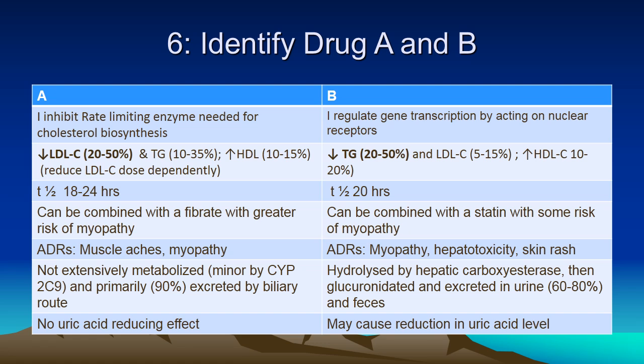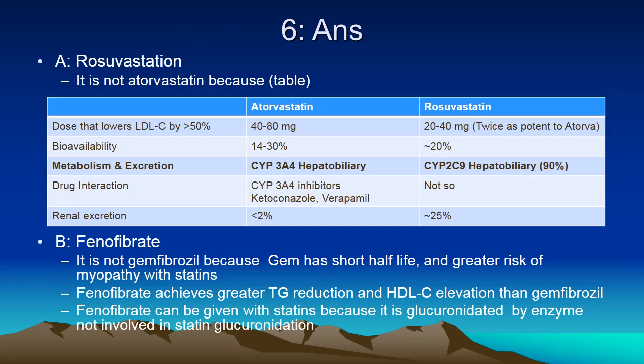Drug A is extensively metabolized and excreted through biliary route, whereas drug B is hydrolyzed by esterase enzyme and then glucuronidated and excreted. Drug A may have no uricosuric action. Drug B has a uricosuric action. So these distinctive features suggest drug A perhaps is a statin, it can be atorvastatin and other statins, but characteristic features would be there suggesting their presence.